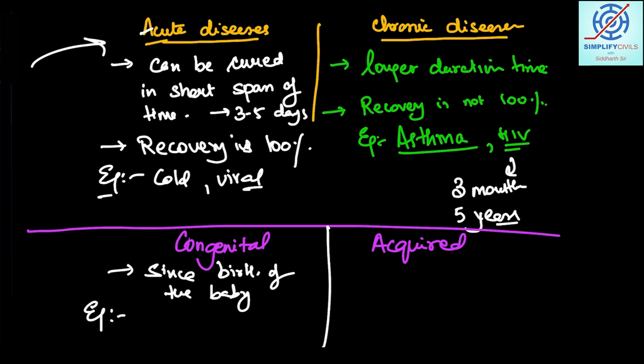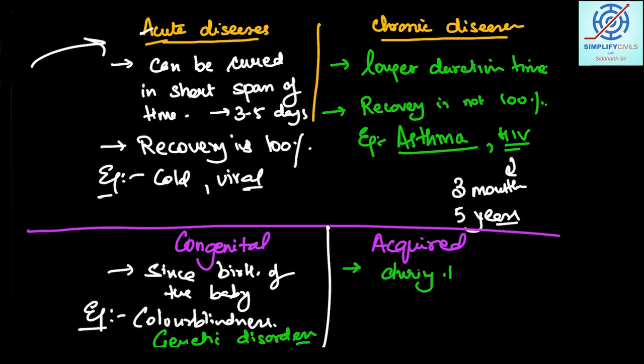Examples are color blindness, or other types of genetic disorders. So we say a person actually has that particular problem by birth. But acquired means that during the lifetime a person acquires those particular diseases. An example here is any number of diseases, such as cancer. If a problem is there by birth, then it will be congenital. But generally, a person acquires it over a period of time. Environmental pollution can cause many kinds of diseases, including many chronic diseases also. So there you will put these diseases into the category of acquired diseases.